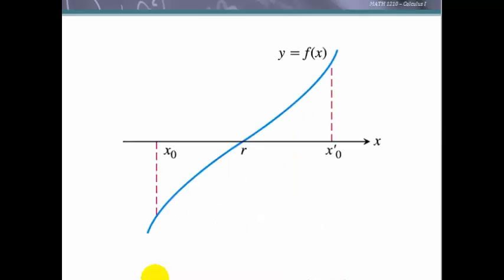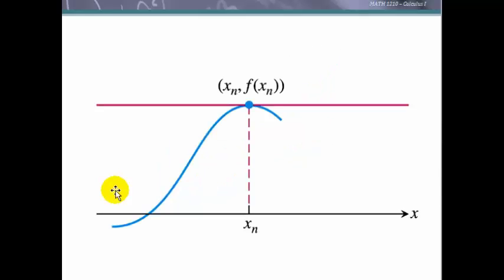Here's an example where we could have started over here, come down and found the function, followed the tangent, and converged very quickly. We could have started over here, found the function, followed the tangent, and converged very quickly. So sometimes it's not a big deal where you start and you end up in a great place.